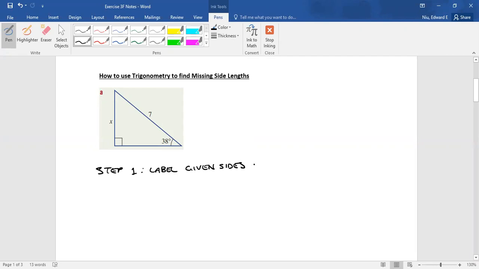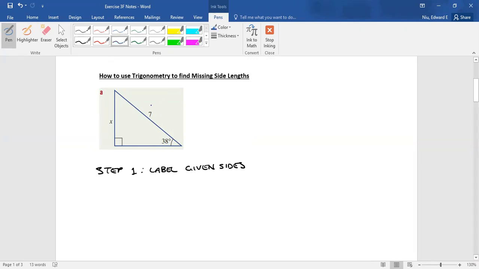What does given sides mean? Well, we're given the sides x and 7. We're not given this side down below the 38 degrees, so we don't need to label this side. Why? That's really important because you won't be able to choose the right ratio. But before we get into that, let's just label the sides.